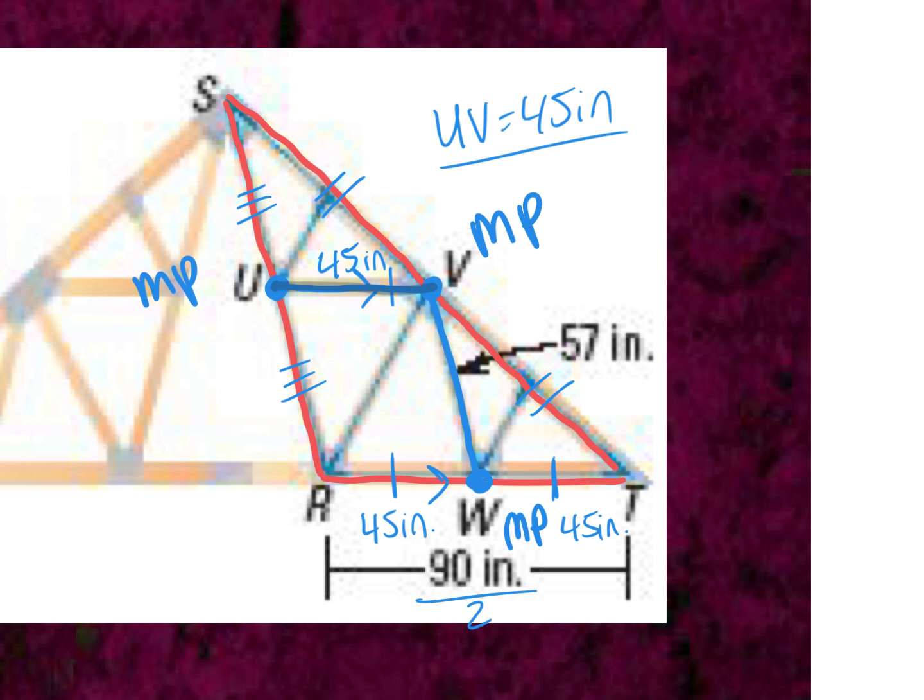Why did I put the parallel signs? That came from the last theorem that we just talked about. Because it said that that was a mid-segment, it has to be parallel to one of the sides and half the length of one of my sides. Okay?